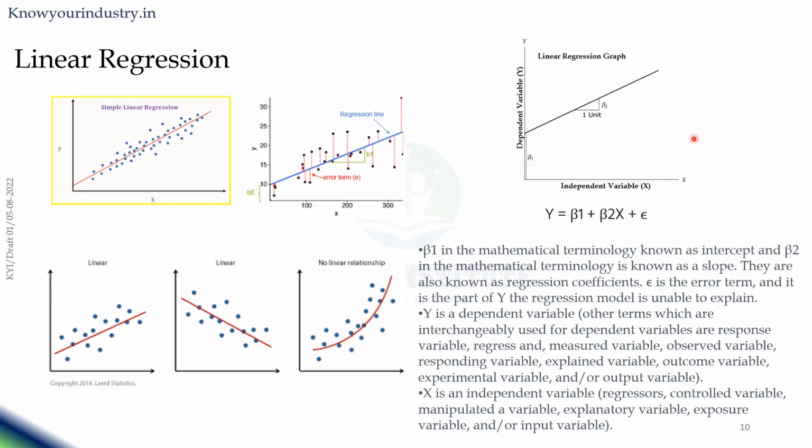This graph shows the formula we get from the straight line or linear regression analysis, y is equal to mx plus c. On the x-axis we see the independent variable, and on the y-axis the dependent variable. What is beta 1? It is nothing but the c, that is the intercept, and beta 2 is the m, that is the slope, and they are also called regression coefficients. E is the error term, the part of y which the regression model is unable to explain. Y is the dependent variable and X is the independent variable.